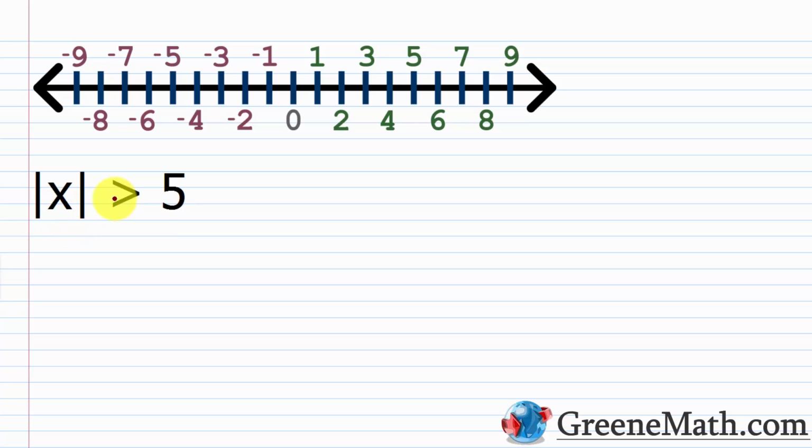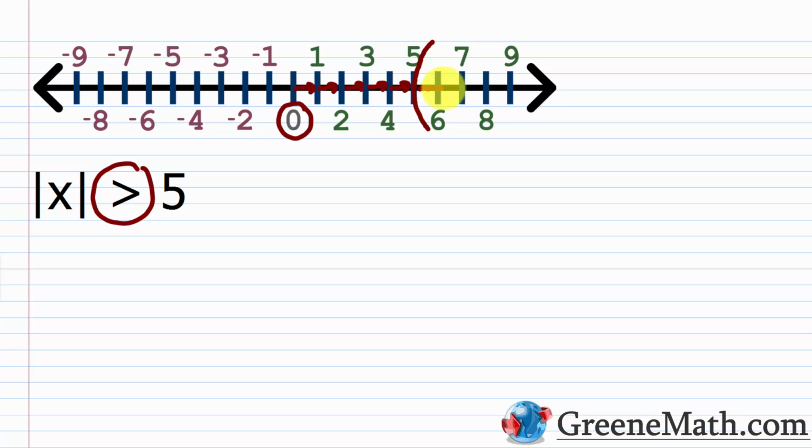The absolute value of x is greater than 5 is saying that x can be any value whose distance from 0 is greater than 5. So to find this, I could start at 0, and I could go 5 units to the right, and I could shade from 5 on, but 5 wouldn't be included because it's got to be strictly greater than 5. So I'll put a parenthesis at 5, or you can use an open circle if that's what you're doing in your class.